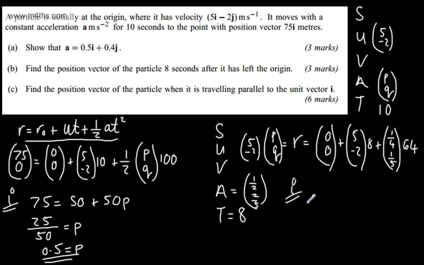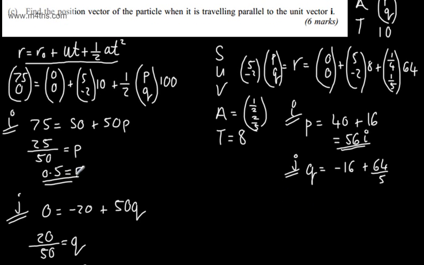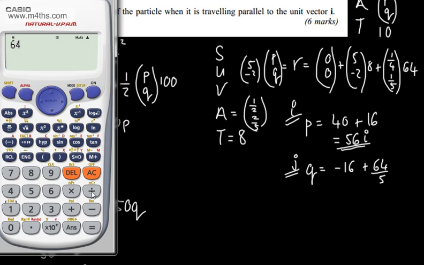So if we equate i components, p is going to be equal to 0, plus now the 40, and then we're going to have 64 over 4, which is going to give me 16. So this is going to be equal to 56, and we can put i. That is now giving me the i component. The j component, q, is going to be equal to 0. We've got now negative 16, and then we're going to have plus 64 divided by 5. What's 64 divided by 5? 12.8. Let's just check that. 64 divided by 5, and that's going to give me 12.8.